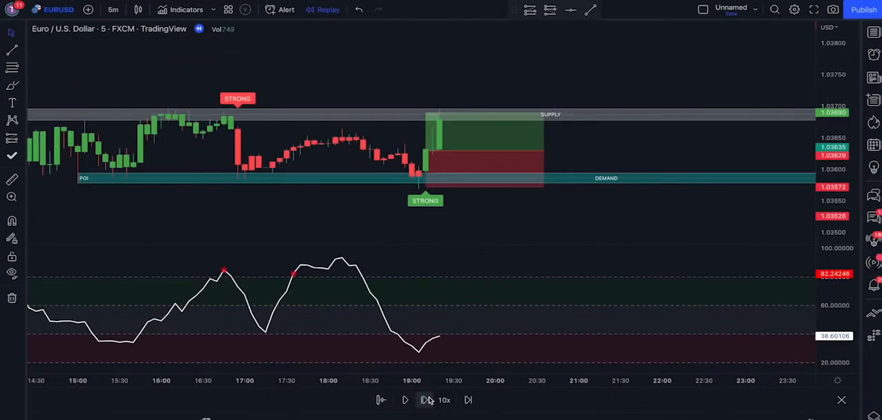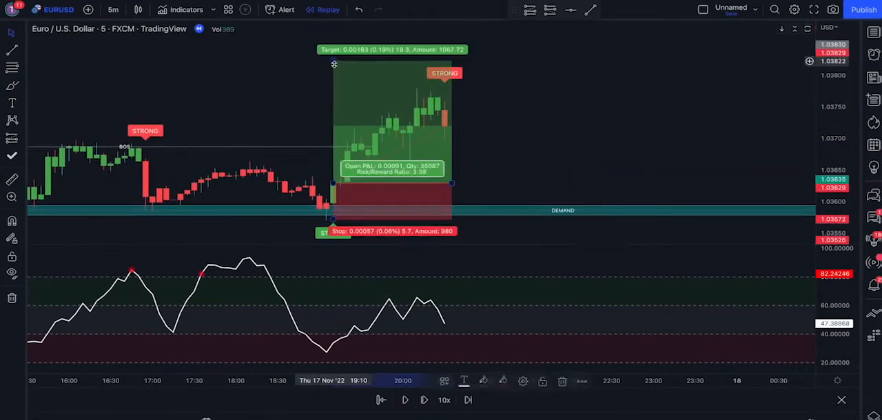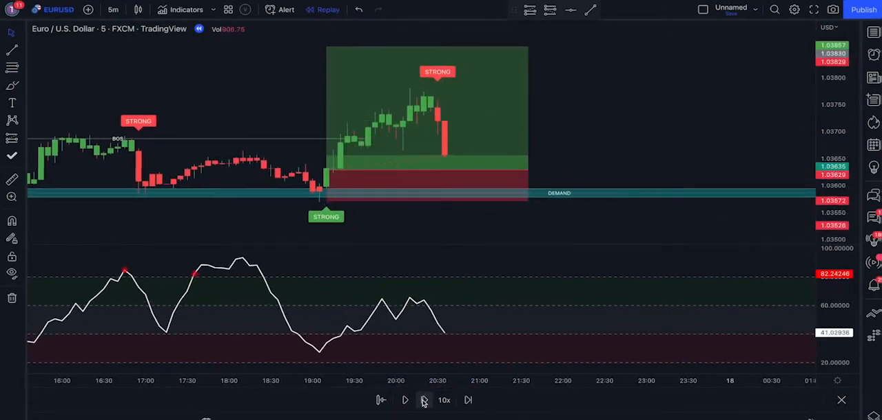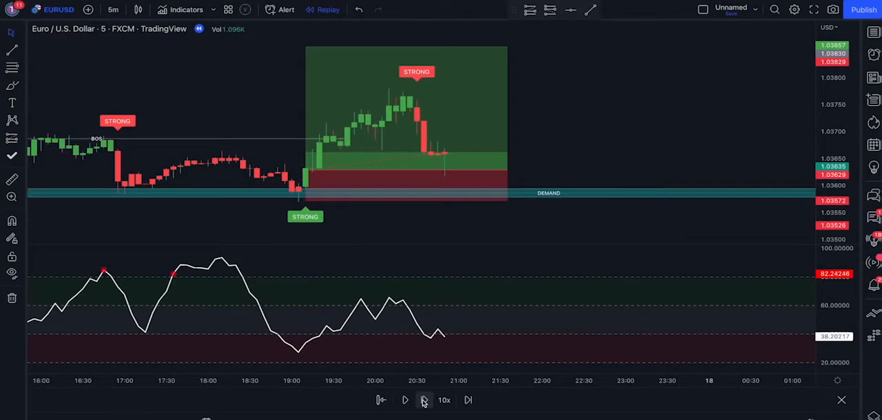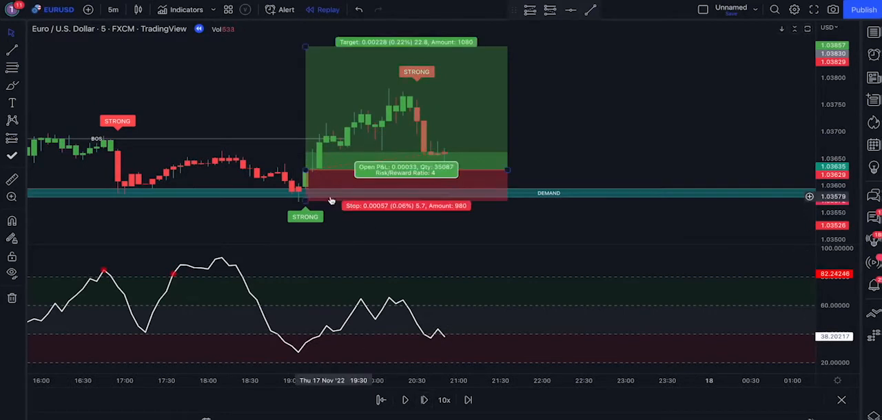More often than not, you will have a situation when the price action reaches your first target and then it reverses and hits your stop loss. By the way, I forgot to mention that you will have to move your stop loss to the break even as soon as the price action reaches your first target.